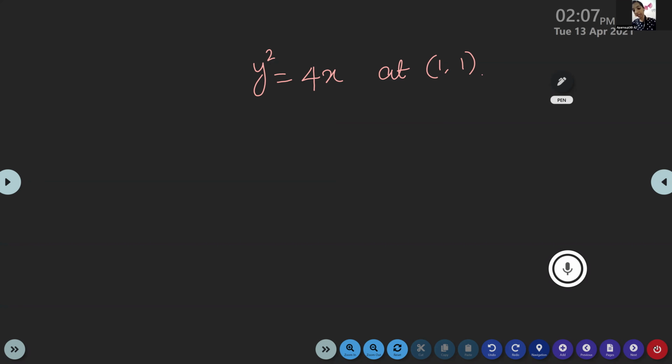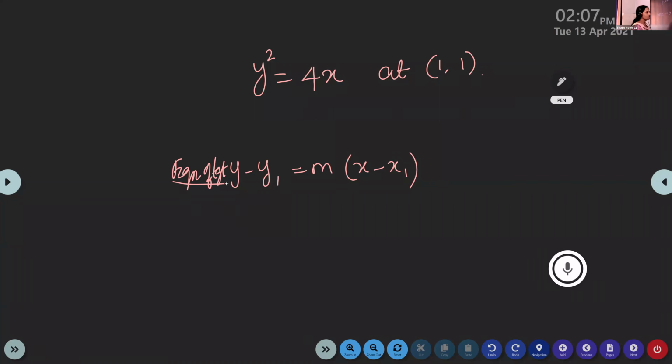Ma'am, y minus y1 is equal to m into x minus x1. Here m is the derivative, and x1, y1 is the point. So you take it as x1 and y1. The difference you should note, children: m means it is the derivative, and x1, y1 means this is the point. So this is the equation of tangent. So find out what is m.